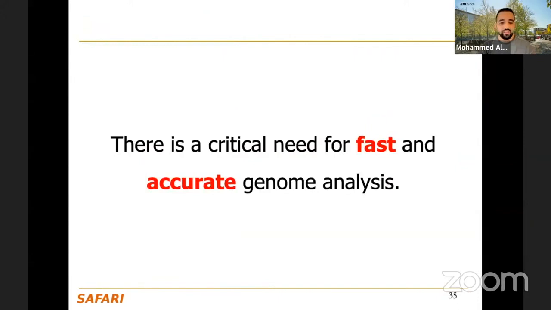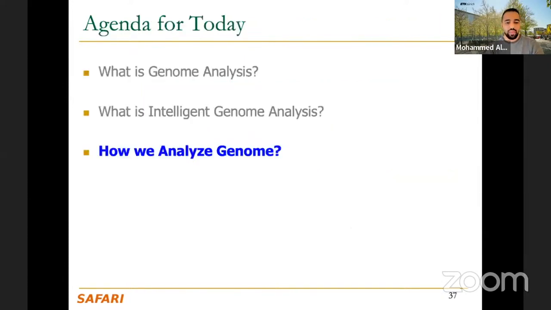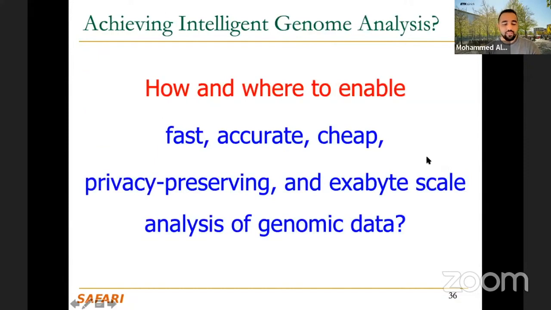And there is a critical need for fast and accurate genome analysis in general, regardless of whether you are analyzing a bacteria or a disease or whatever the purpose; normally the accuracy is an important factor. Now, the question is still open to us: how and where to enable fast, accurate, cheap, privacy-preserving, exabyte-scale analysis of genomic data? In the SAFARI Research Group, we are targeting different places to do the analysis.